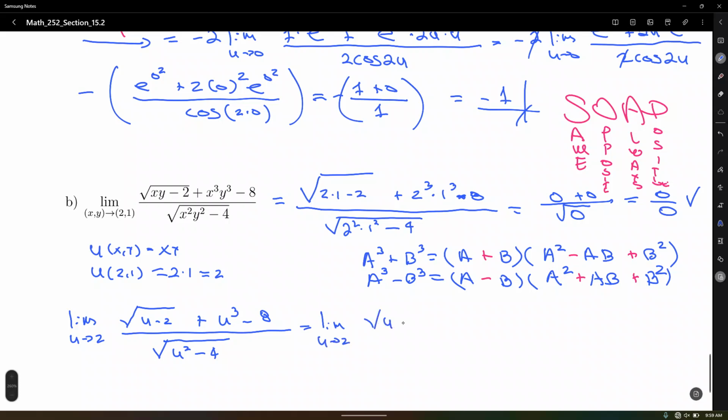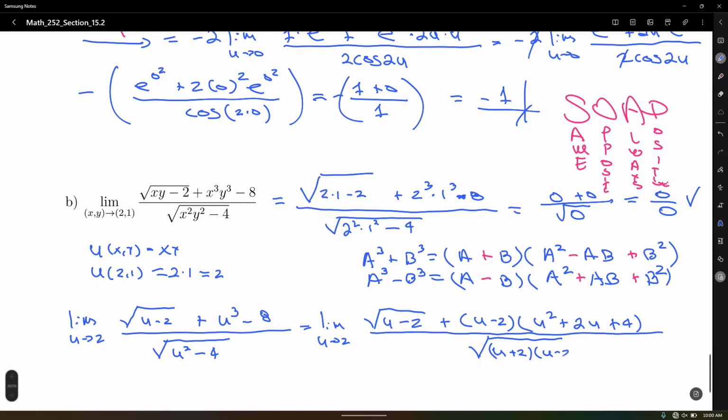That is the square root of u minus 2 times u squared plus 2u plus 4. Everything divided by, actually, I'm going to factor the difference of squares inside the radical in the denominator. That's u plus 2 and u minus 2.